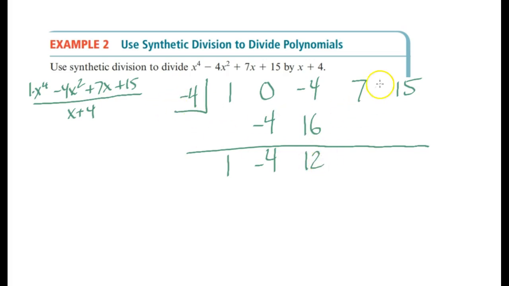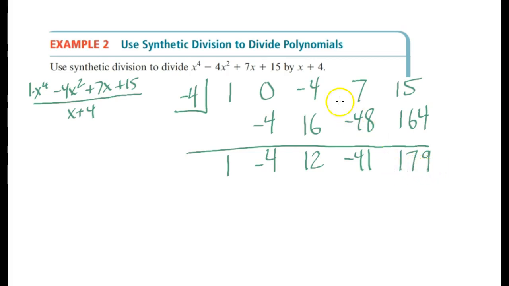So negative 4 times 12 is negative 48, and negative 48 plus 7 is negative 41, and then negative 4 times negative 41 is positive 164, and then we add down. 15 plus 164 is 179. And then our result, this gives us the coefficients of our result.